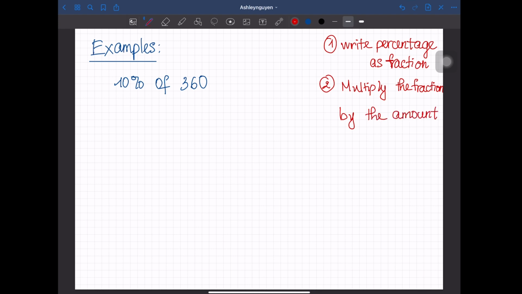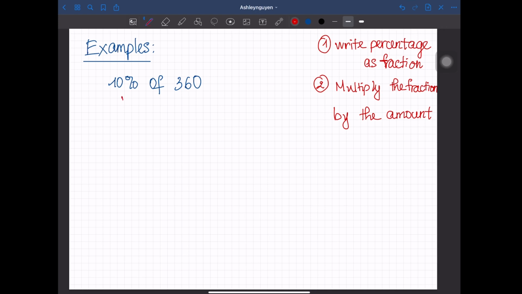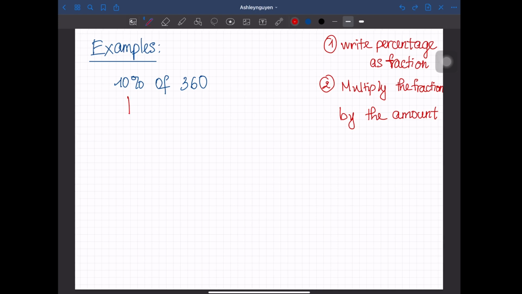Let's solve the example step by step. Step number 1, write percentage as fraction. I would write 10% as a fraction, 10 over 100. Step number 2, I would multiply the fraction by the amount that we have, 360. Yep, the answer would be 36. Let's do the same for a few more examples.